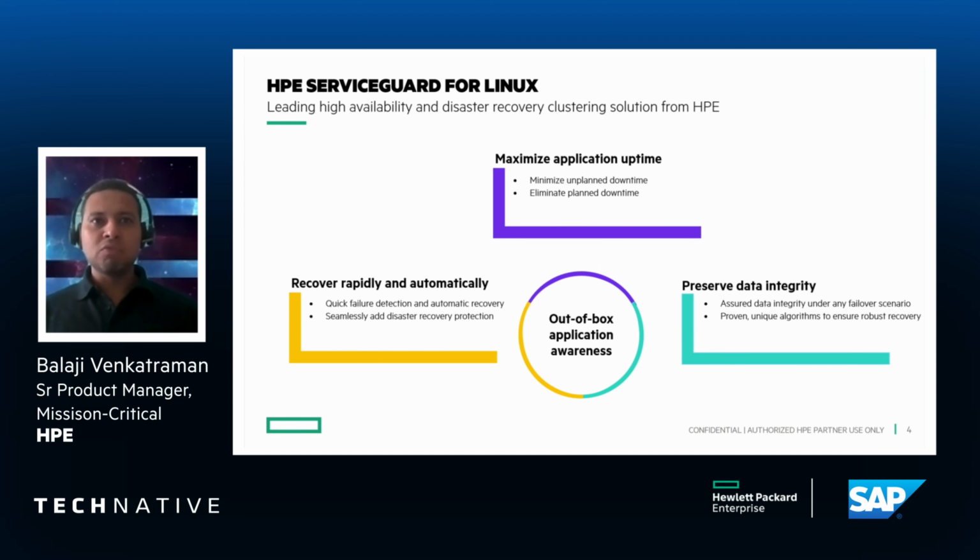Your maintenance downtime, how can we manage it efficiently? And finally, the real strength of Service Guard comes from its application awareness. Service Guard for Linux is intimately aware of your application. It knows your application inside out. For something like SAP HANA, we have such tight integration that it understands the states of the application and what is the right failover reaction, or the right measure that has to be taken to recover your application in the case of failures.